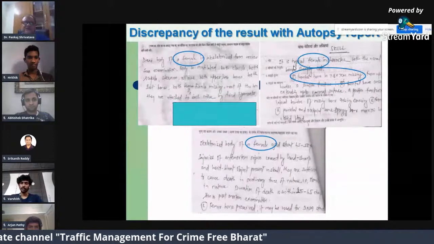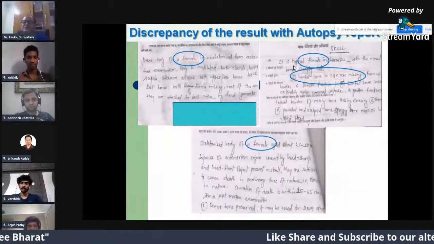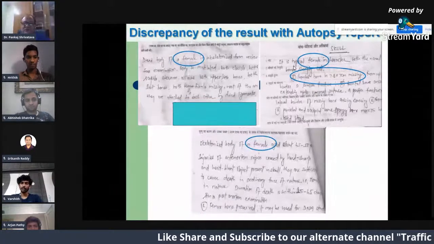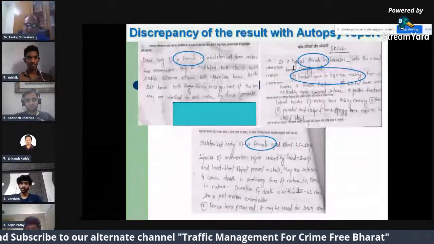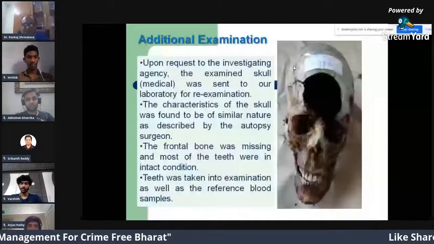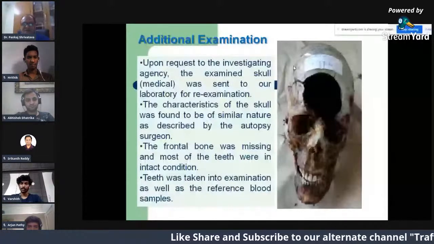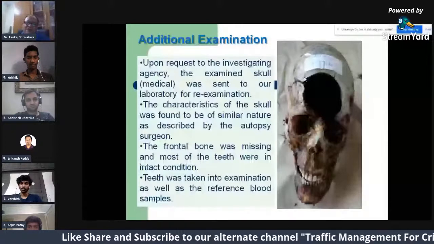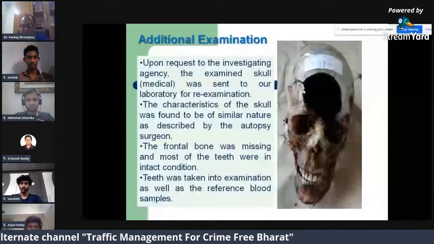Now we asked the concerned superintendent of police to send us the skull also for DNA examination to confirm our finding. Okay, now we got the skull, and you can see over here that this frontal portion is missing. So now this confirmed that this skull and that bone belong to the same person whose autopsy was done, the autopsy surgeon had done it.